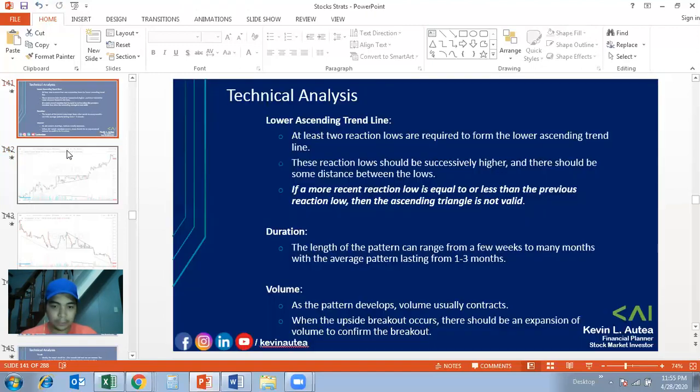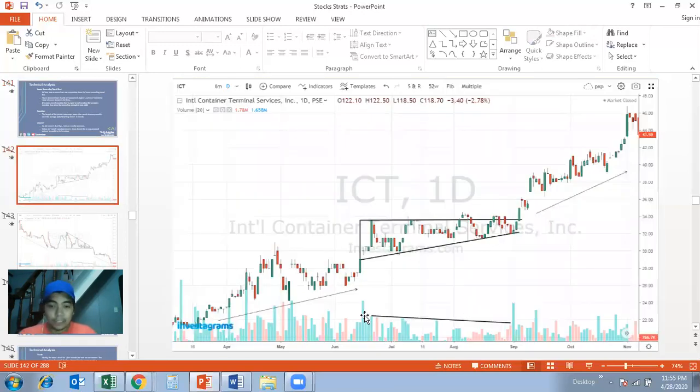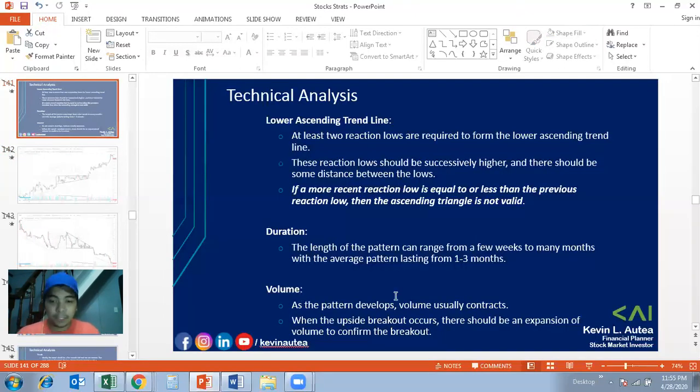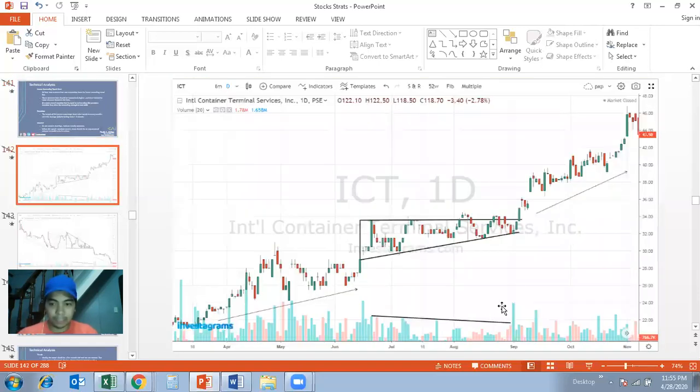When the upside breakout occurs, there should be an expansion of volume to confirm the breakout. Volume contracts, right, as the pattern develops, then expansion of volume to confirm the breakout. The breakout is totally here, but we can see the volume has already risen from this point.